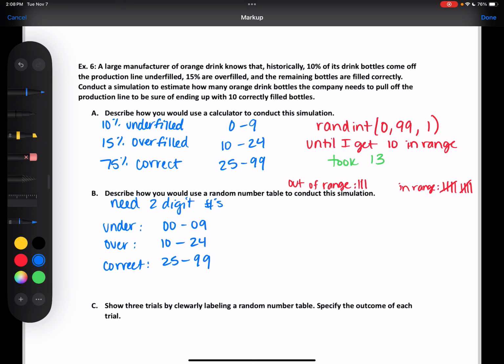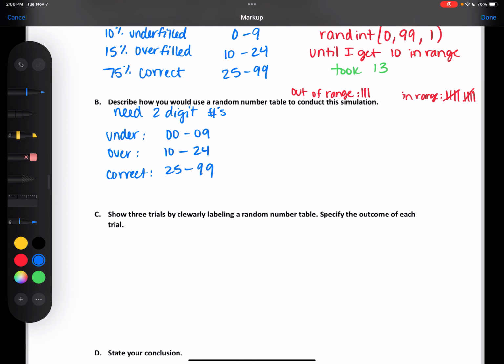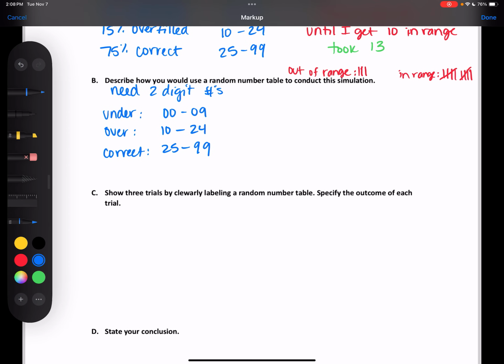So we are going to look at the random number table. All right, I'm going to use rows 13, 14, and 15. I would say at least do one of the rows with me, and then if you want to do the other 2 by yourself to try it, you can. But those are the rows I'm going to pick.